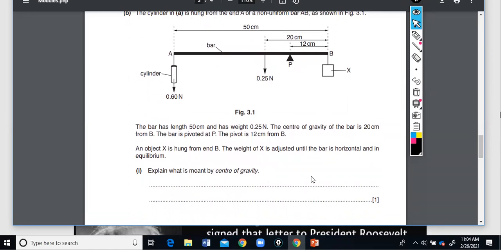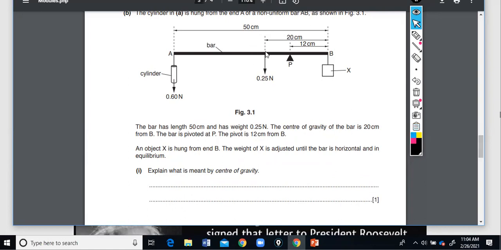Open note quiz. Everybody should have got this. I told you yesterday, write this down. Write down the center of gravity definition. So hopefully everybody said it's like the point where all the weight could be thought to act, something like that, right? Whatever was on the slide yesterday. So 1 mark for explaining what is meant.